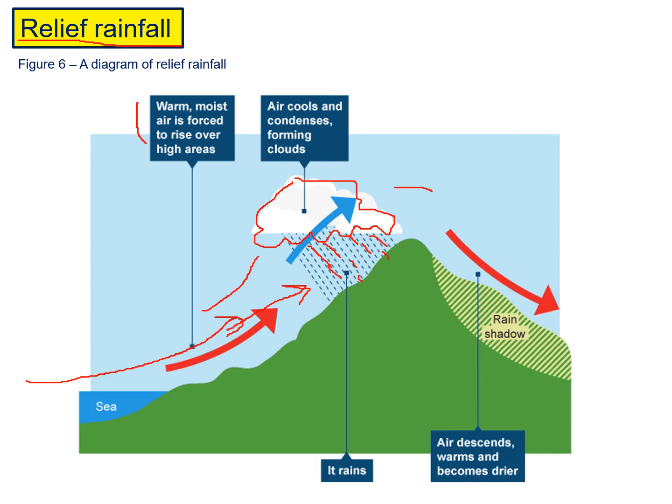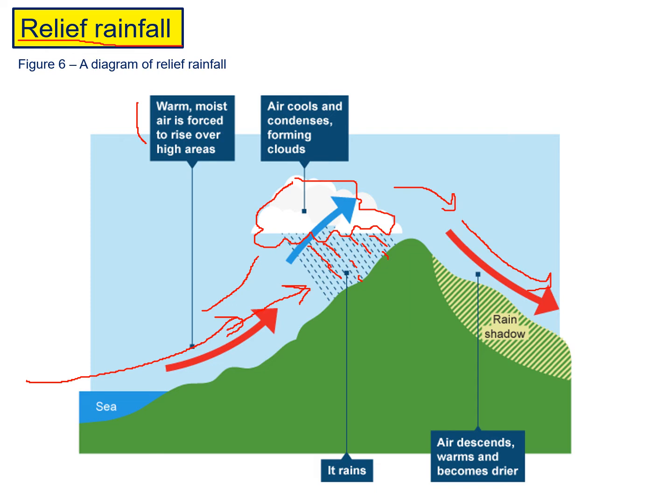And then by the time the air starts to go over the top, it becomes warmer and will start to descend. All right, and as the air's going down, it doesn't collect moisture. Therefore, there will be no rain.